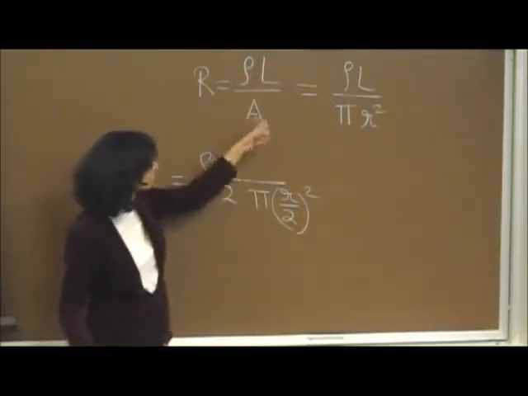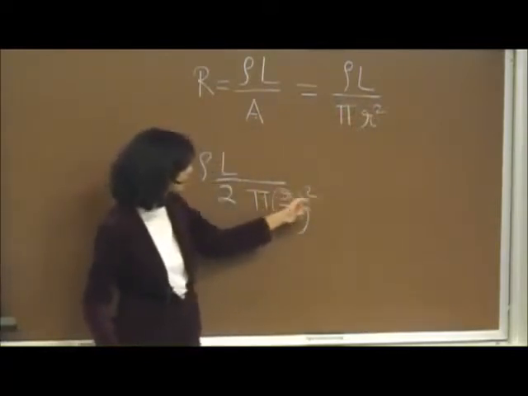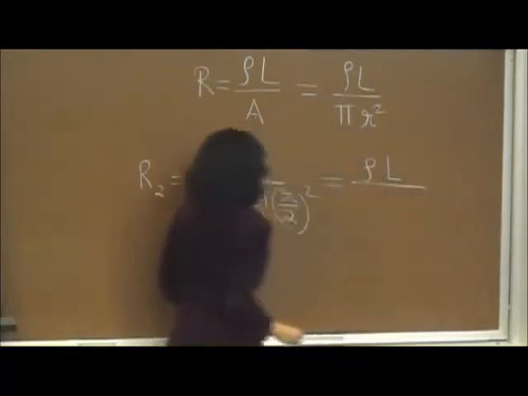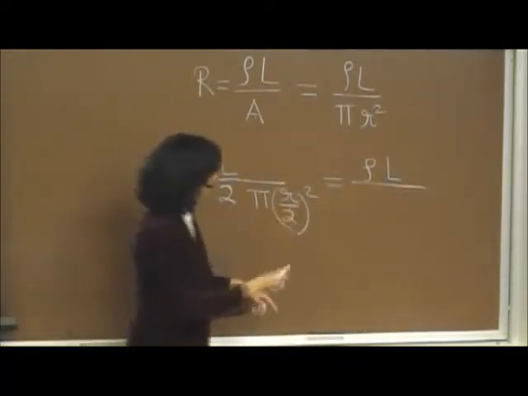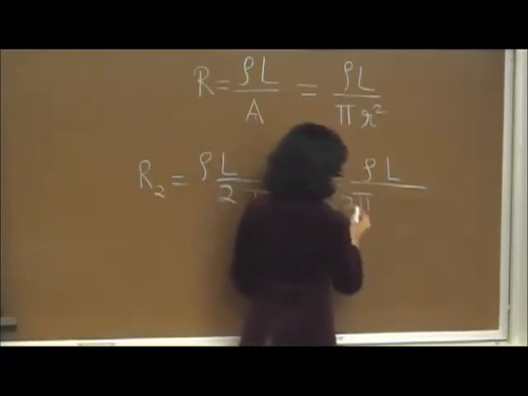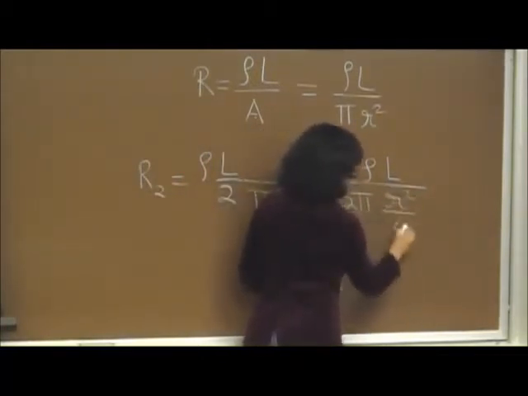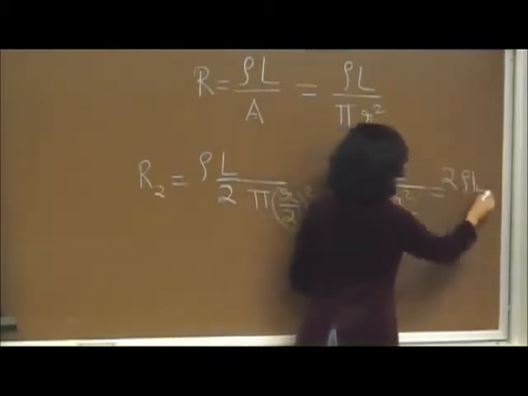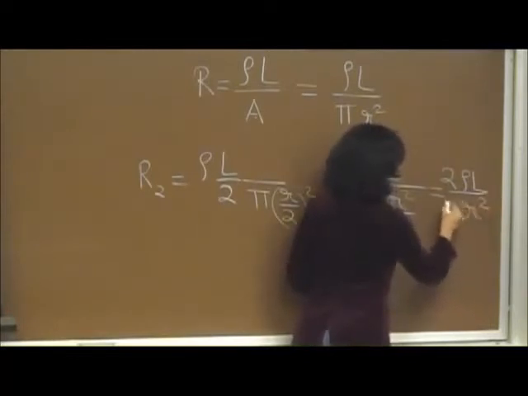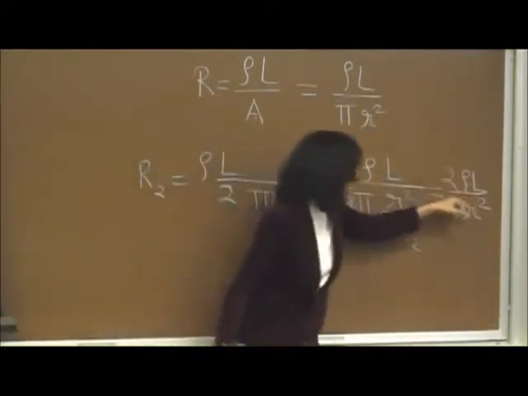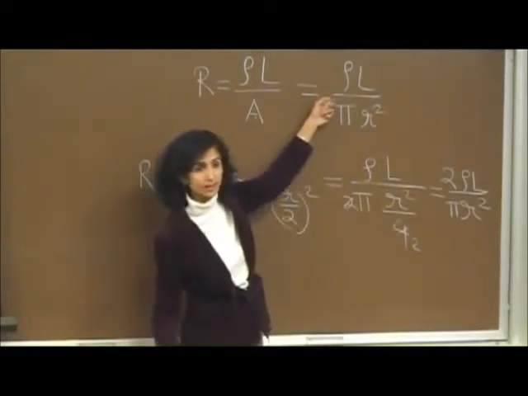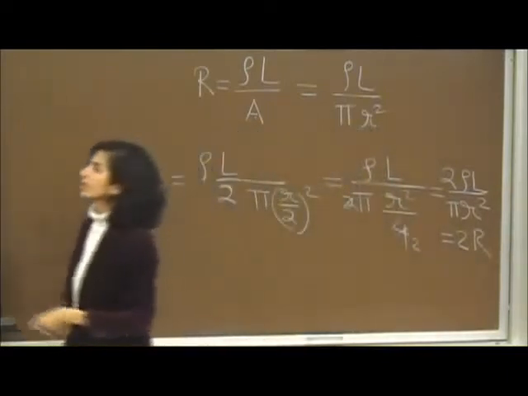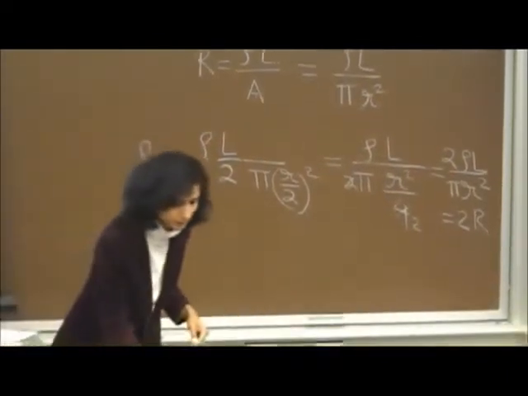Instead of L, we have L over 2, and instead of pi r square, we have pi (r over 2) square. So if we work through this, you can see that this is rho L, and do you see this is 2 square? So we have pi, then we have 2, and we have r square over 4. One of these 2's gets cancelled, and so what we are left with is 2 rho L over pi r square. So in other words, isn't this twice the old resistance? So this is equal to 2 times R. So the correct answer here is going to be D.